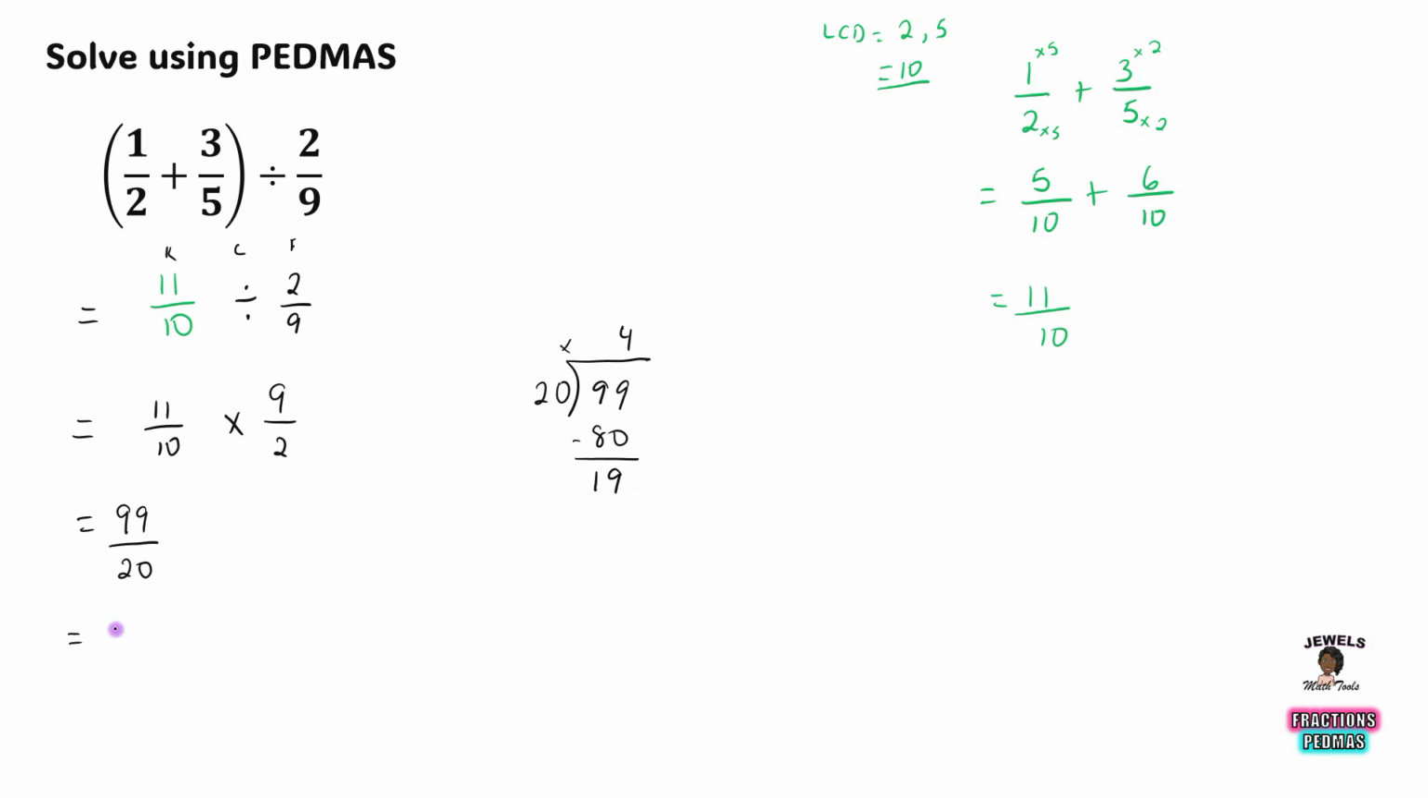And of course, for our mixed fraction, 4 will be our whole number, 19 will be our numerator, and my 20 will remain as my denominator. So we'd have the mixed fraction of 4 and 19/20.